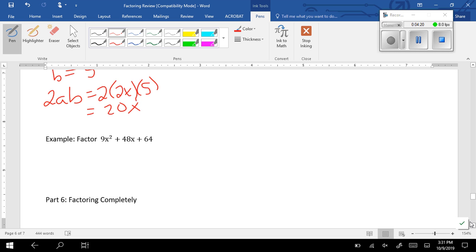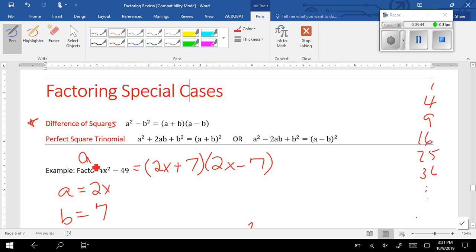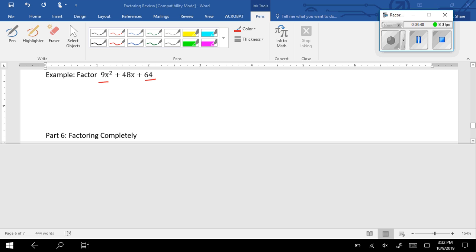Okay, I have, again, 9 and 64. I could do 9 times 64. Holy cow, that would give me a big number. So I'm looking at it and I think, ooh, but that's a perfect square, that's a perfect square. So I am going to try and see if I can use my perfect square trinomial. I'm going to find a by taking the square root, 3x. I'm going to find b by taking the square root of the last term, 8.